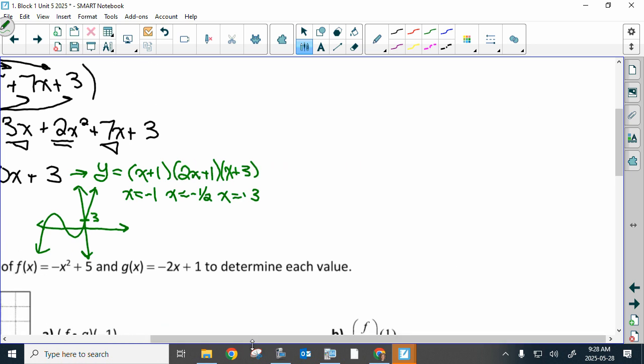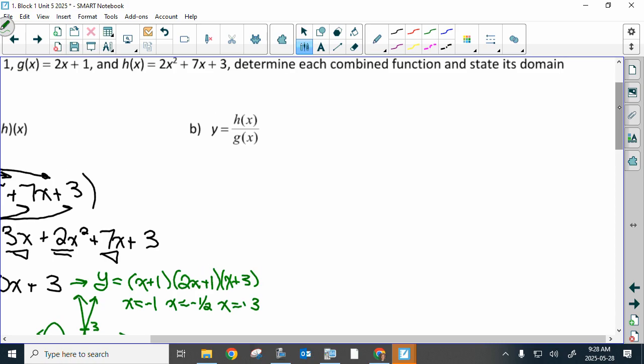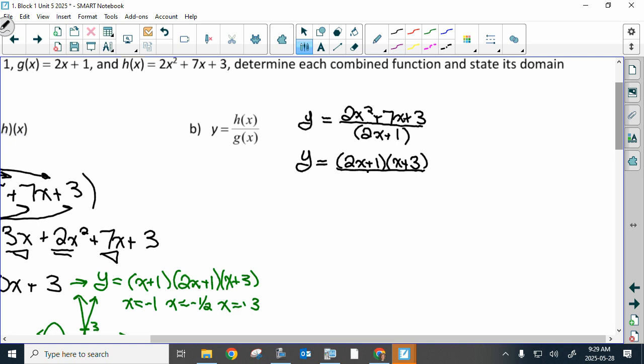Okay. Handle this one. H of x divided by g of x. Remember, your ultimate goal is to get the domain and range, so having a sketch of your function is always a good idea.